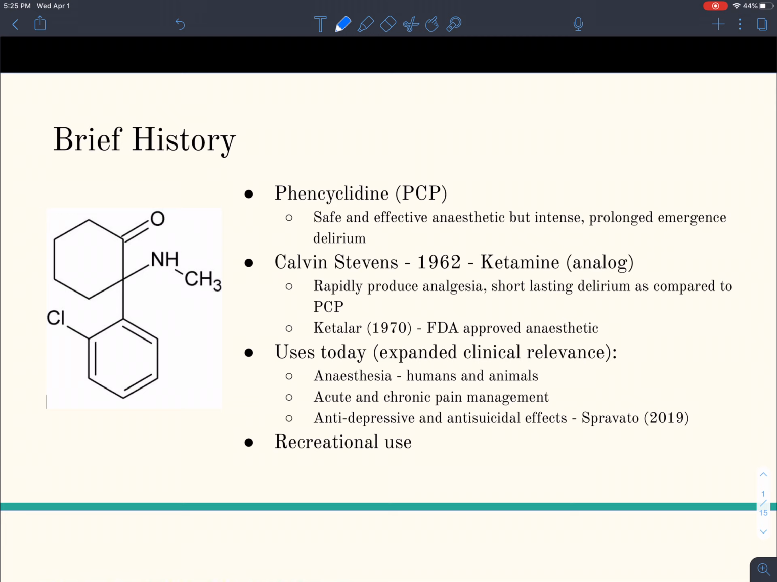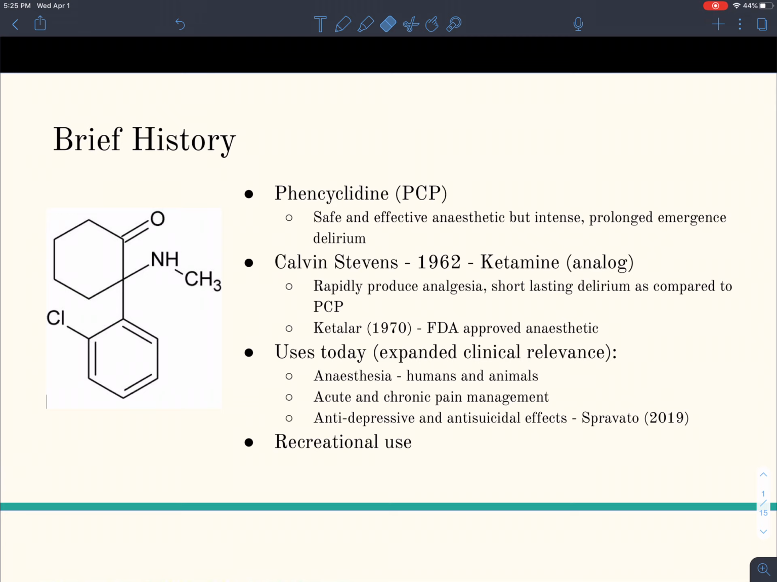Just for reference, PCP is going to have a 6-membered ring here. It won't have this and it won't have this, but the core is definitely the same. And then from 1964 to 1966, they studied it on humans, and in 1966 published a paper.